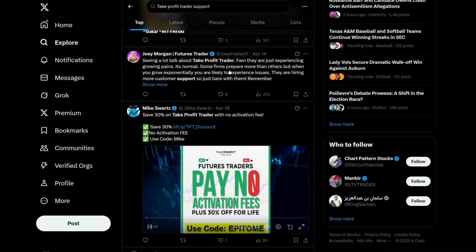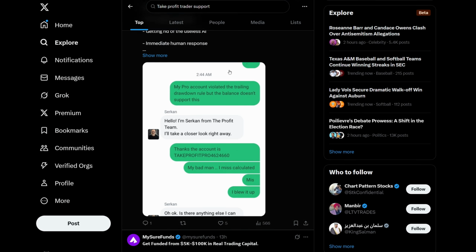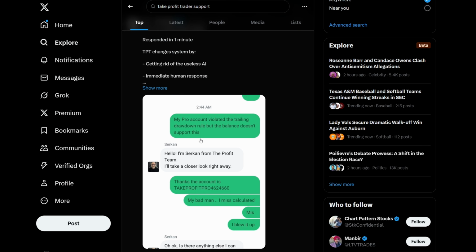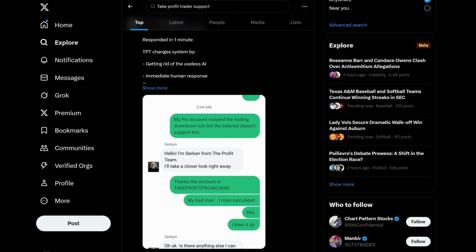If we scroll right down here through my Twitter feed real quick and look at what this trader had to say. I just had a Take Profit Trader response in 1 minute. Take Profit Trader changes systems by getting rid of useless AI, immediate human response. If we go ahead and we look right here, he is extremely happy. And when I first signed up with Take Profit Trader, this is the kind of support that I got. But with all the great rules that Take Profit Trader has, all the other traders out there are starting to flock to Take Profit Traders. So their support has been a little bit slow, but rest assured, they are working on fixing that.